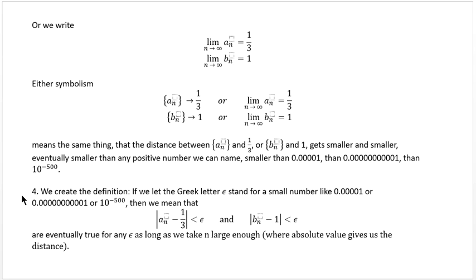Now here's our definition. We're going to let the Greek letter epsilon stand for some small number. And we're going to say that when we write something like this, or like this, or here, or here, we mean that this distance gets smaller than any positive number we care to name. It gets smaller than this eventually, or this, or this. Similarly, this distance between the terms of Bn and 1 gets smaller than this, and this, and this. Right? For any epsilon we name, if we take n large enough, this distance is going to be small. It's going to be less than epsilon. Okay?